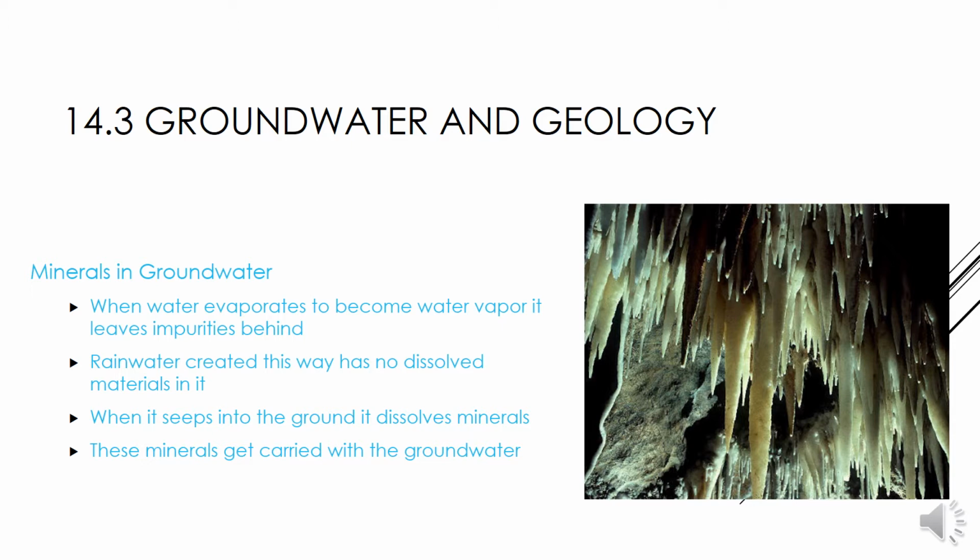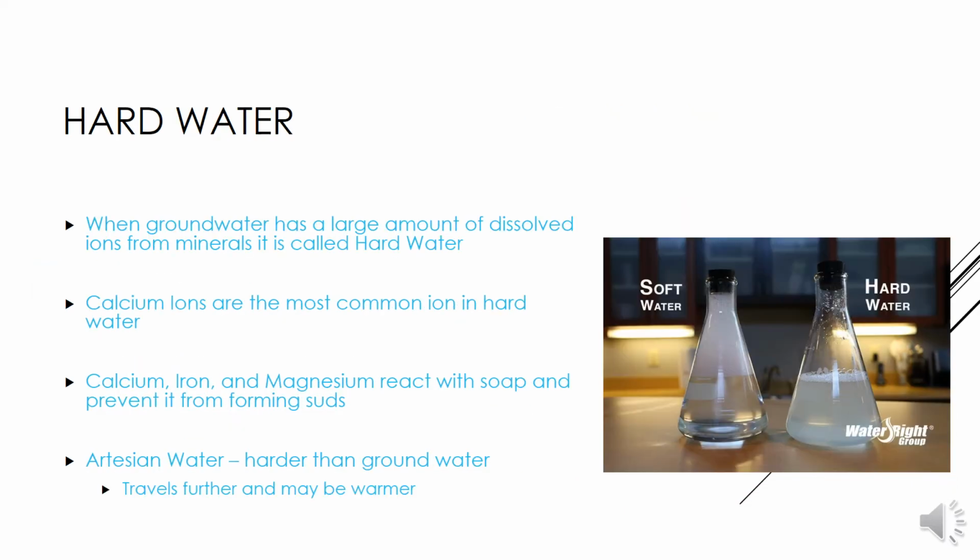Alright, minerals in groundwater. When water evaporates to become water vapor, it leaves impurities behind. Rainwater is usually clean, so anytime that water is evaporated, it just pulls the water up into water vapor. Anything that's left behind, salts, minerals, are too heavy and they can't go with it. So this rainwater is clean. It has no dissolved materials in it. When it seeps into the ground, it carries minerals from the topsoil, and then it dissolves minerals on its way down. These minerals then get carried down into the groundwater, into these aquifers.